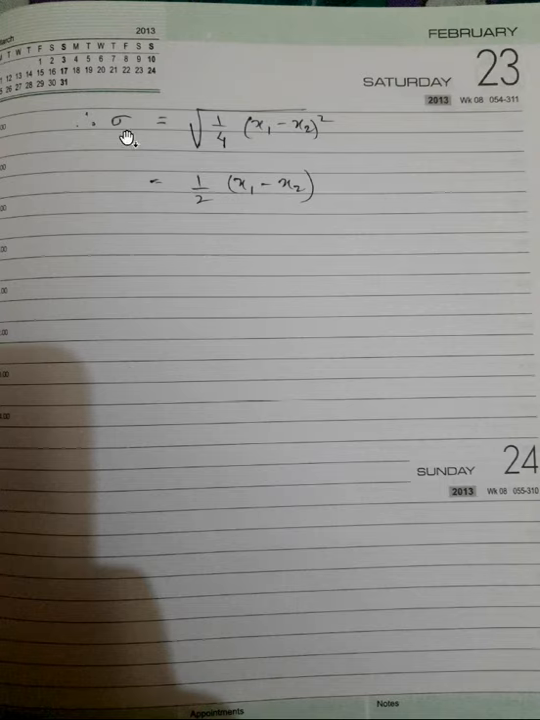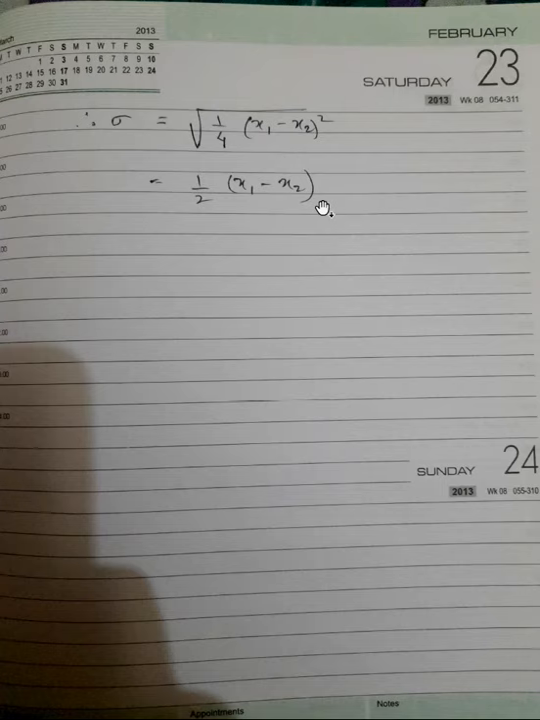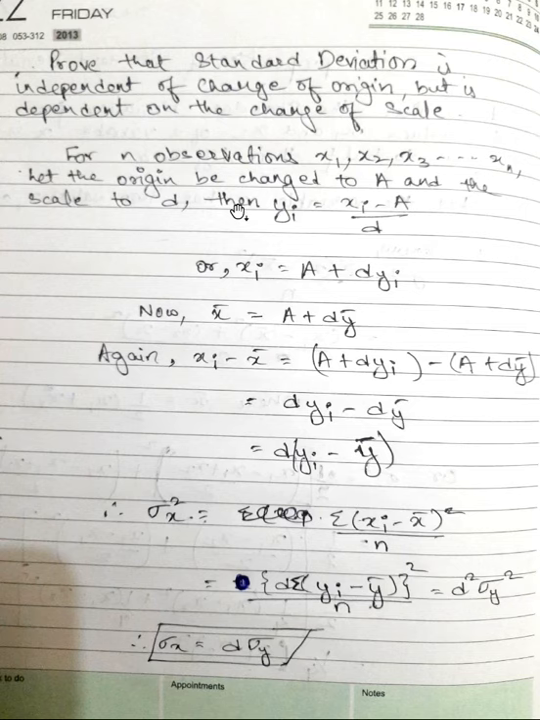So now what is this? This is the standard deviation, and this is the mean of the difference. This is half of the difference of the two variables as given in the property. It is equal to half their difference. So x1 minus x2 is the difference, and divided by 2 means it is half of the difference. So it is proved that the standard deviation is half the difference between the two variables.